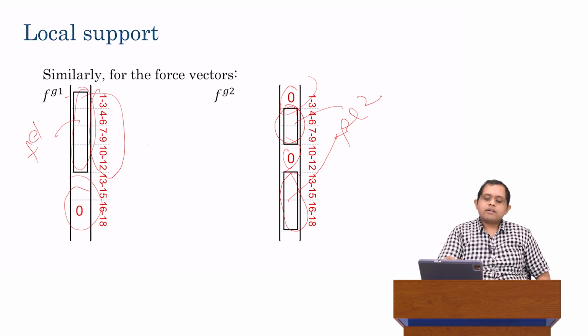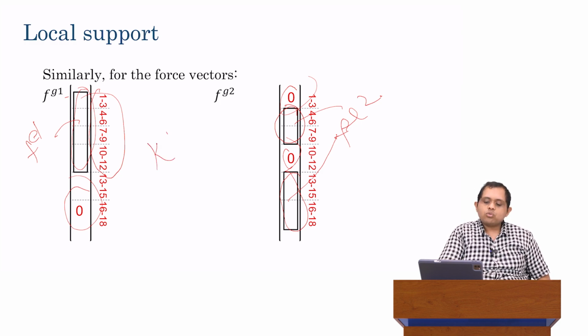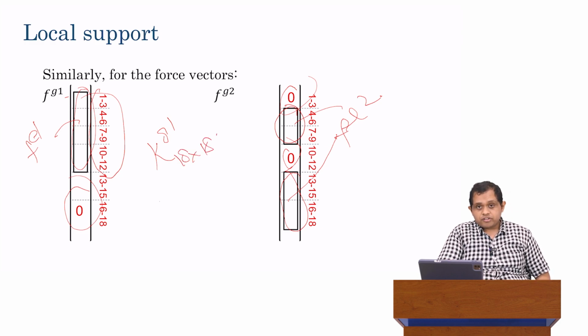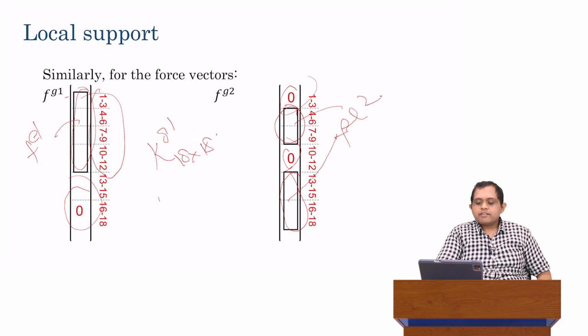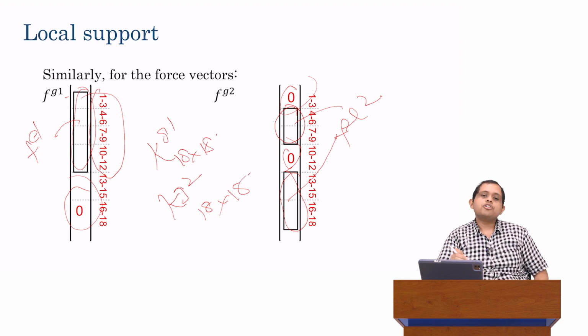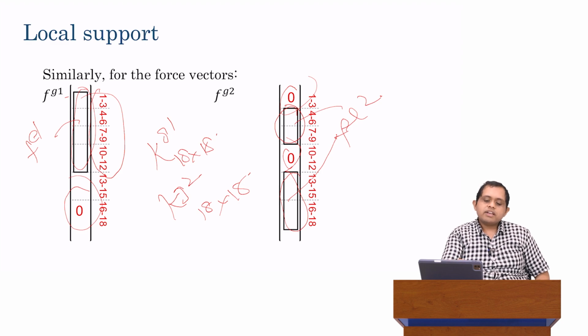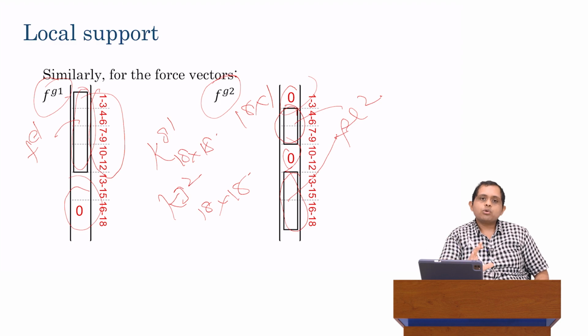And so now we have a KG1, which is of size 18 by 18. This is the global stiffness matrix. It is the stiffness matrix of the global 18 degree of freedom system, but only those contributions from element 1. We have KG2, which is also 18 by 18. Again, it's a global stiffness matrix, but with only those components which are contributing from element 2. Similarly, we have FG1 and FG2, which are 18 by 1 each. Similarly, they only have the contribution from element 1 and element 2.